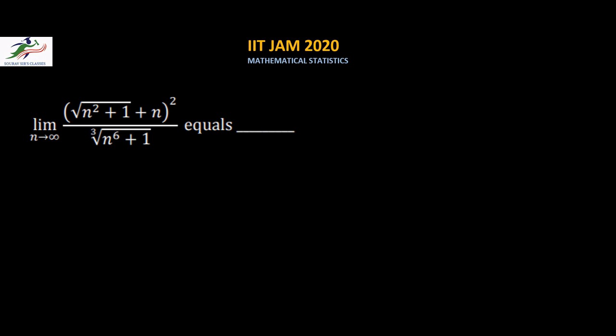Today we are discussing the IIT JAM 2020 Mathematical Statistics paper, and this question talks about finding the limit of a function as n tends towards infinity. So what we'll do first is to divide the numerator and denominator by n square.